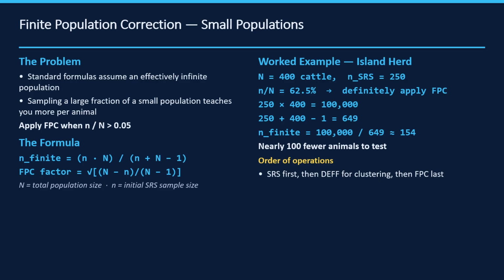Worked example, an island population of 400 cattle, and your SRS calculation demanded 250. 250 over 400 is 62.5%, so absolutely apply it. 250 times 400 is 100,000. 250 plus 400 minus 1 is 649. Divide and you need about 154 animals. You just saved almost 100 head of testing. Order of operations matters on the exam. Calculate SRS, apply the design effect if you're clustering, then apply FPC last.